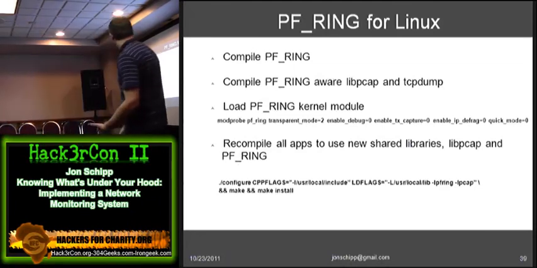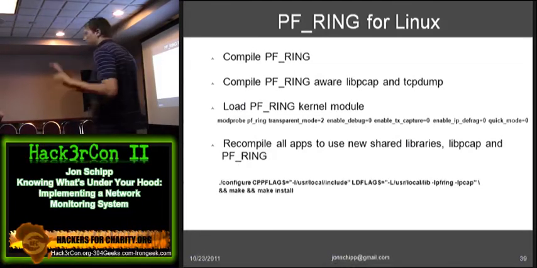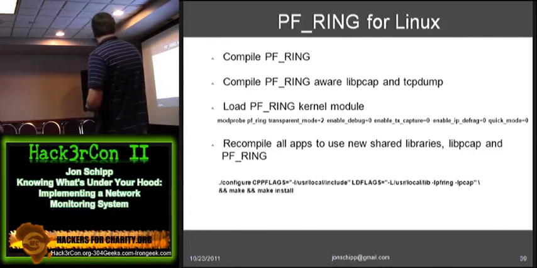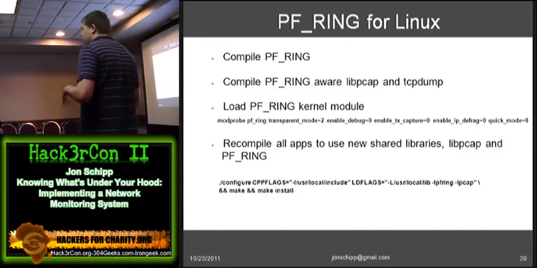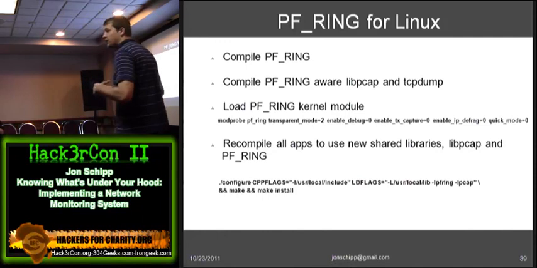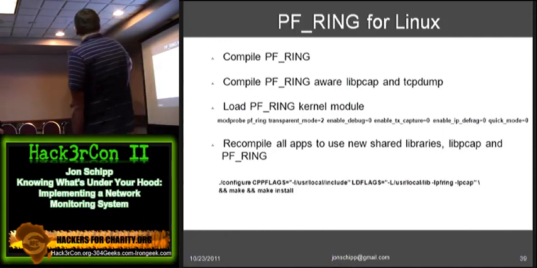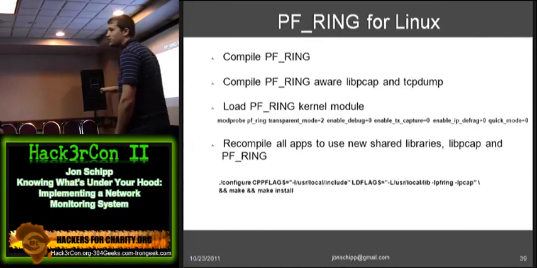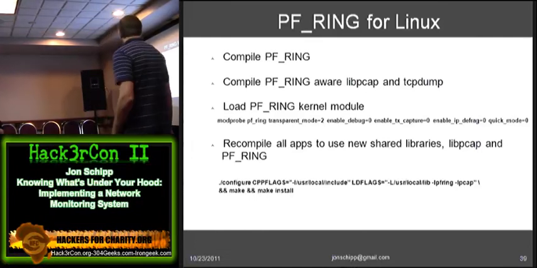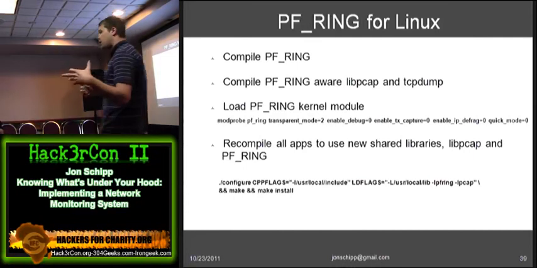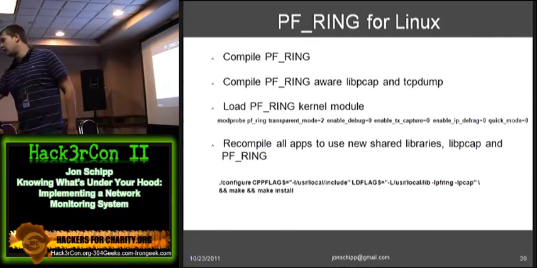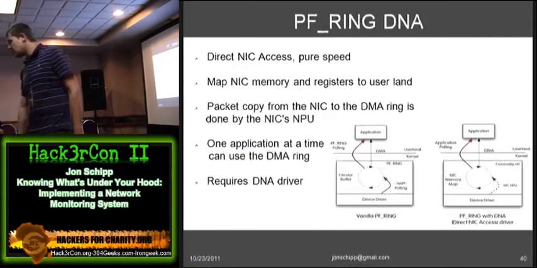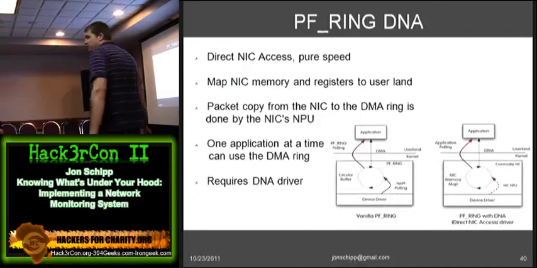We can just compile PF_RING, and then we also have to compile a PF_RING libpcap and tcpdump application. So they'll use the PF_RING shared libraries, and then we'll just put it in the kernel, give it some options, and then we recompile all our user-land applications. So basically, these user-land applications will actually call the shared libraries that PF_RING is using. And that has to be done if you're going to get the speeds.